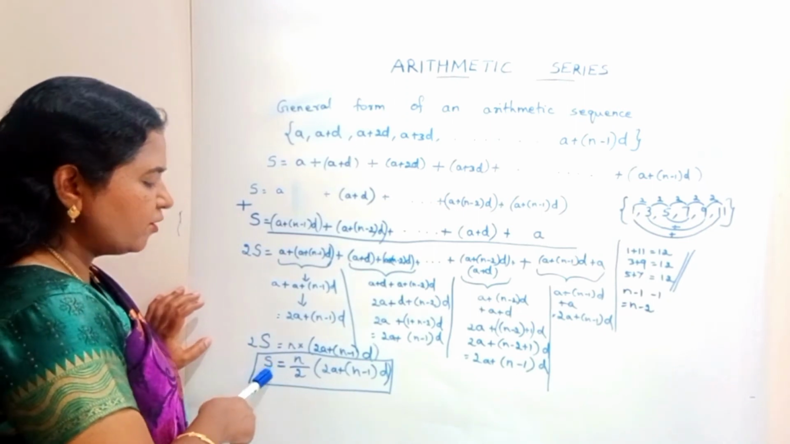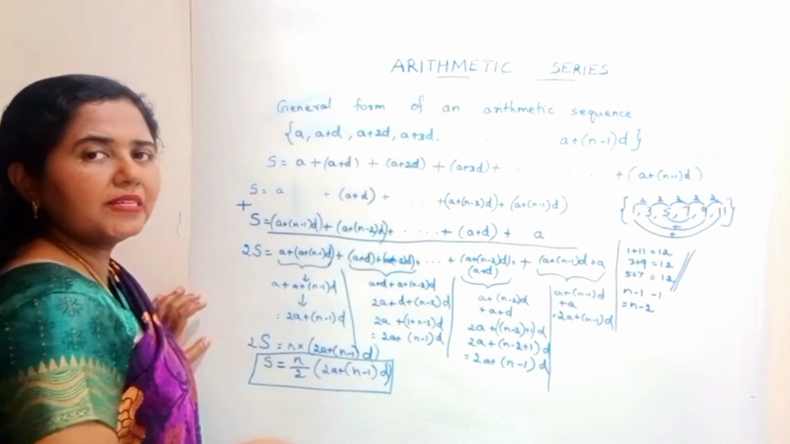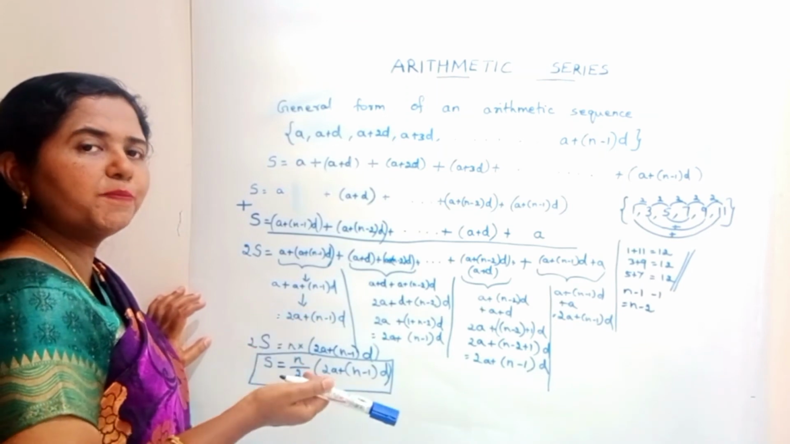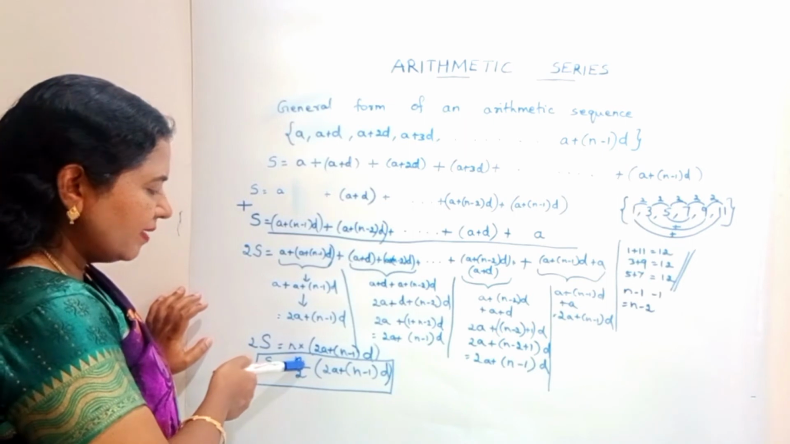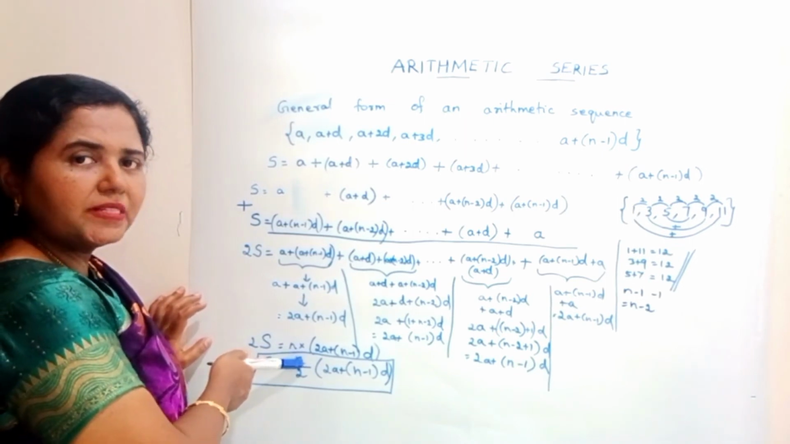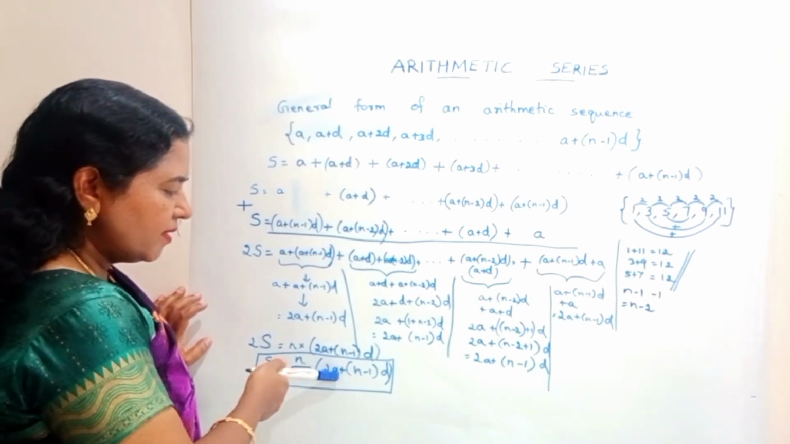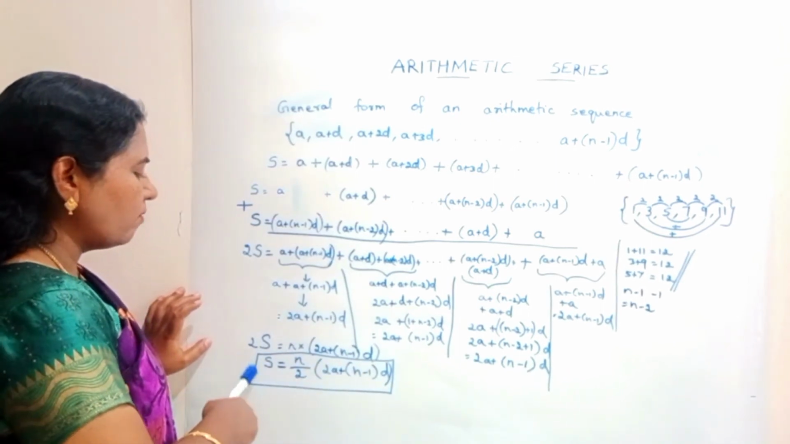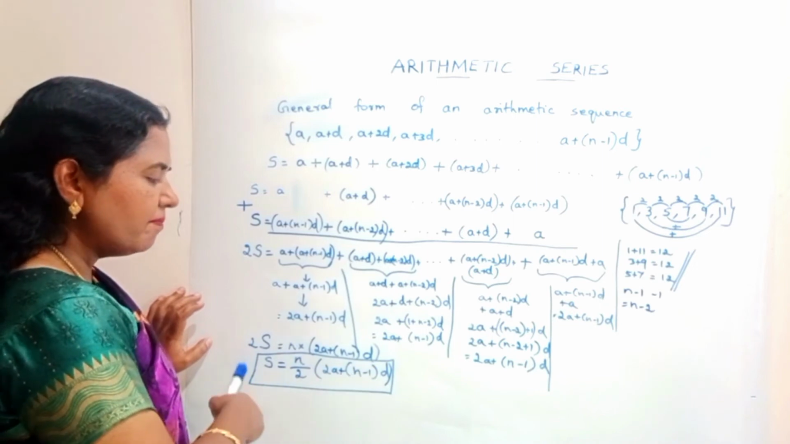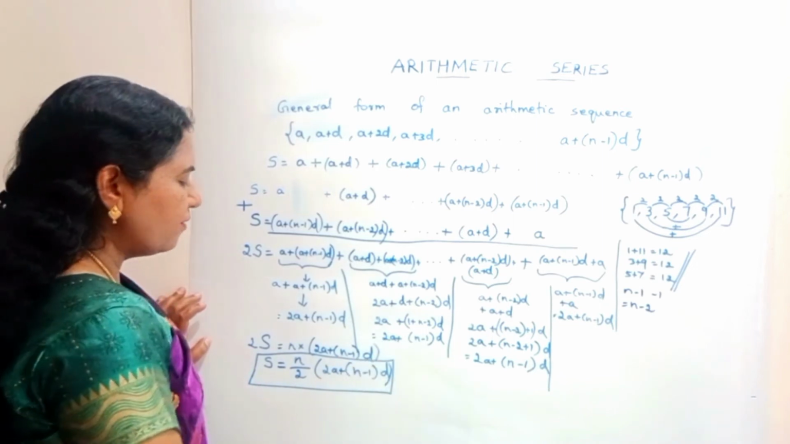That is the formula to find out the value of the arithmetic series, or the sum of the terms present in the given arithmetic sequence. Here n represents the number of terms present, a is the first term, and d is the common difference value. Okay, so now this is one form. The same thing can be written in another form also.